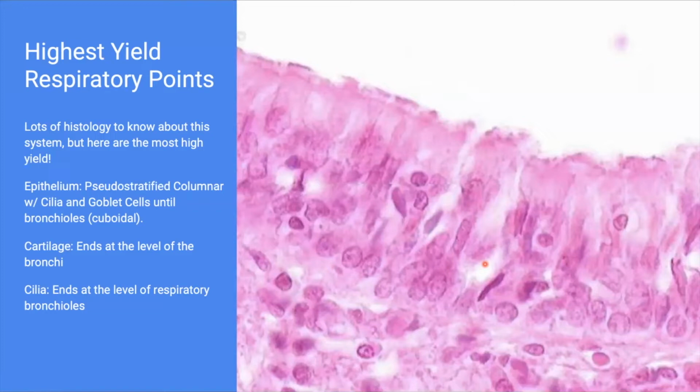Okay, let's transition to talking about cartilage. In the trachea, we have several rings of cartilaginous material.